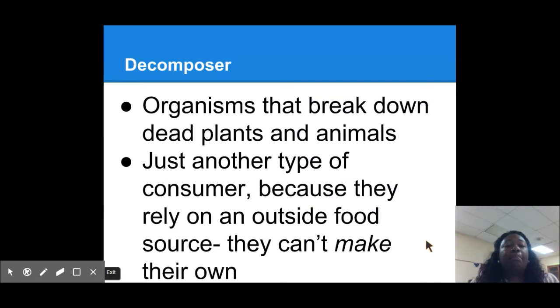All right, so the decomposer is the organisms that break down dead plants and dead animals. Just another type of consumer because they rely on outside food sources. So they can't make their own food.